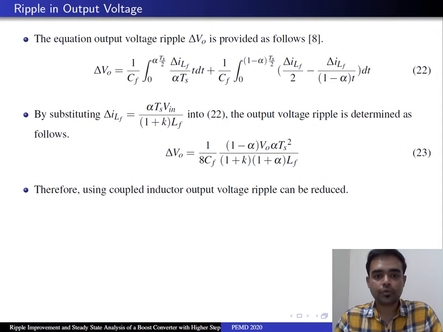The ripple in output voltage is defined by equation number 22. In equation 22, you can see the delta ILF term is there. The ripple delta ILF is already defined by alpha Ts Vin by (1 plus K) into LF. So as the 1 plus K term is in the denominator, the output voltage ripple will also be less. So delta V0 can be written by equation 23. You can see that in equation 23, the 1 plus K term is in the denominator. So using a coupled inductor, the output voltage ripple can be reduced.